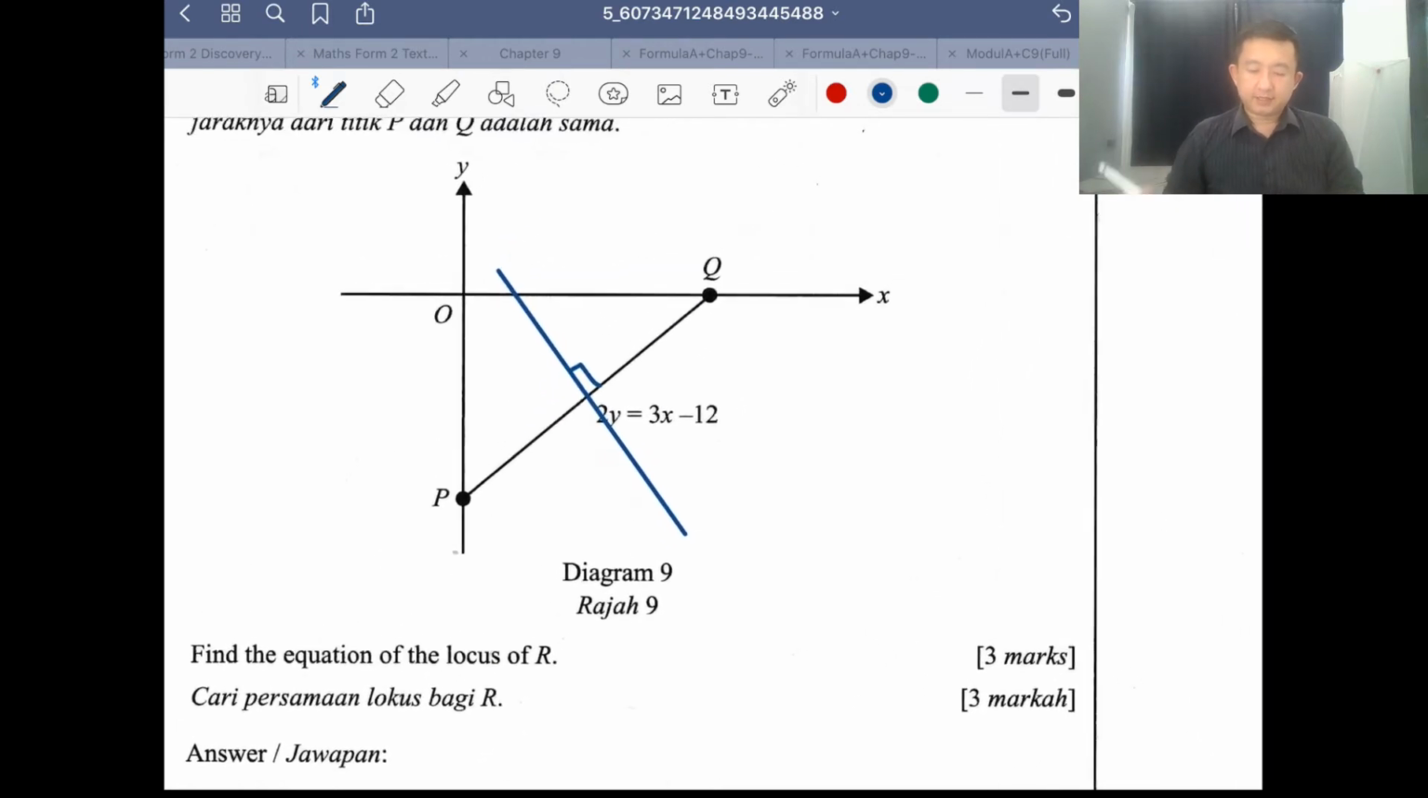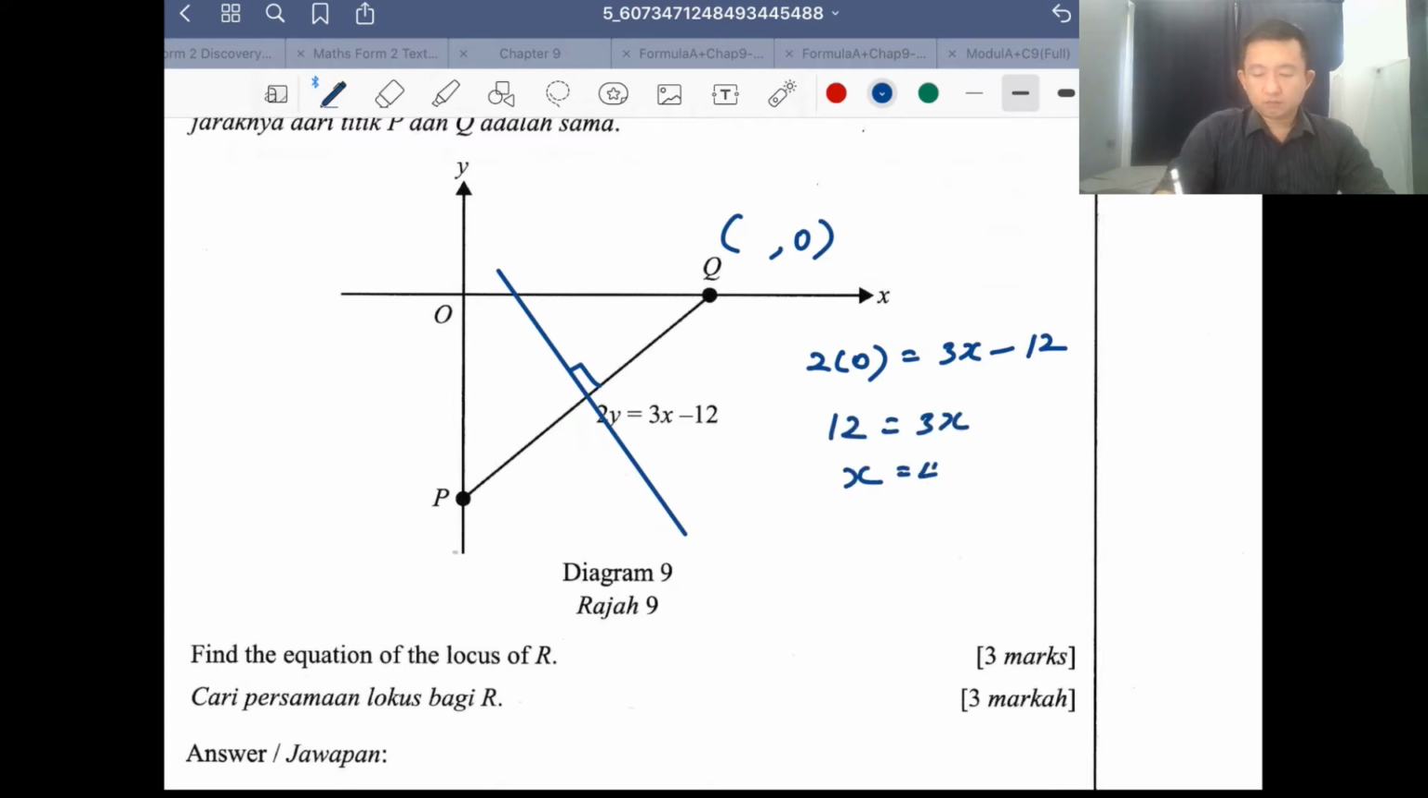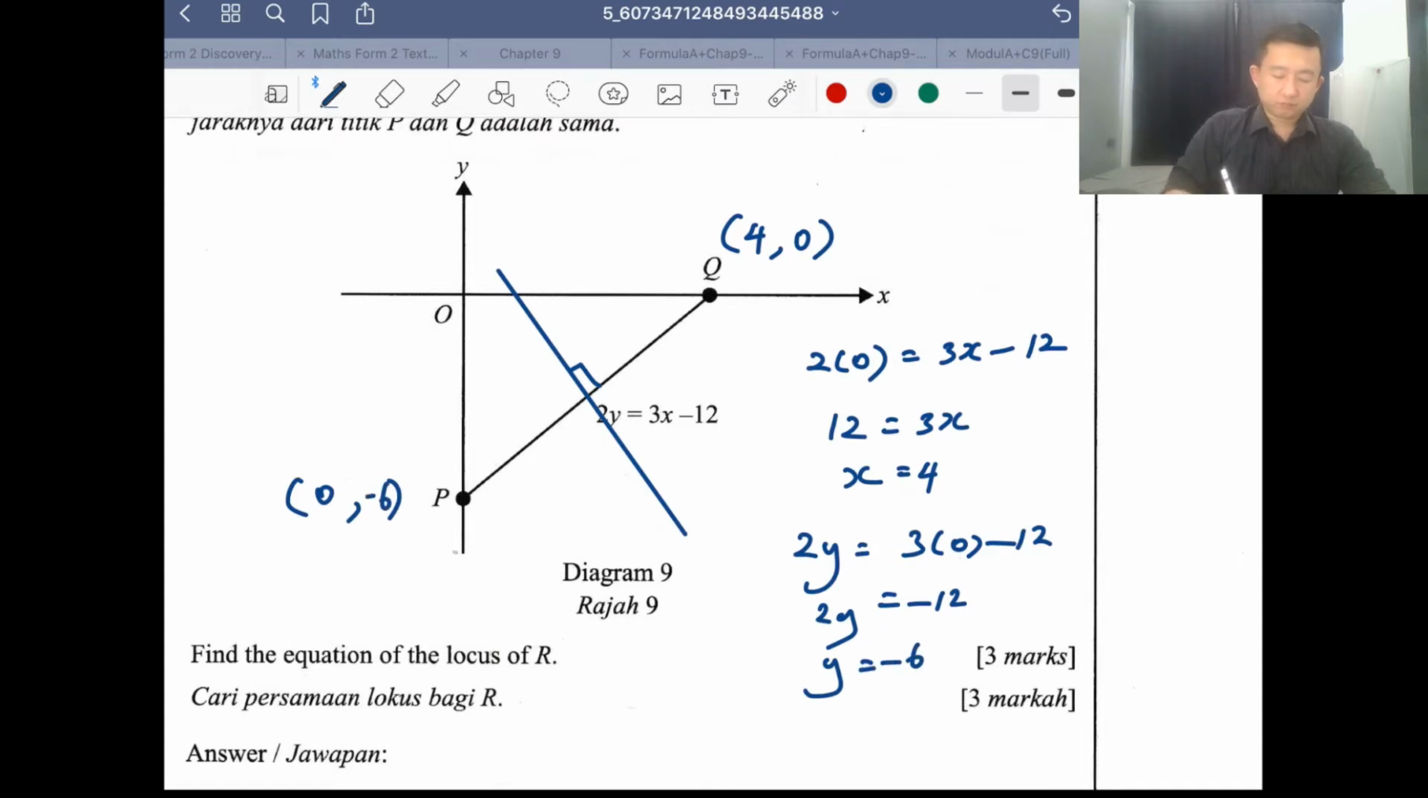The first method is, first we figure out the coordinates of P and Q. Q is the x-intercept, y equals 0. So when you put in y equals 0, P, the y-intercept, x equals 0. You have the coordinates for P and Q.